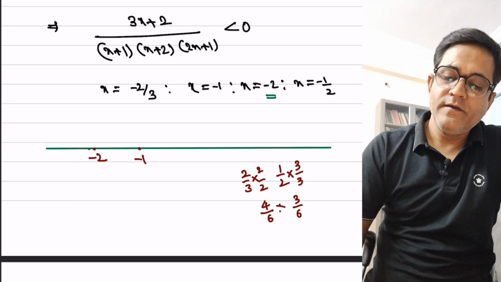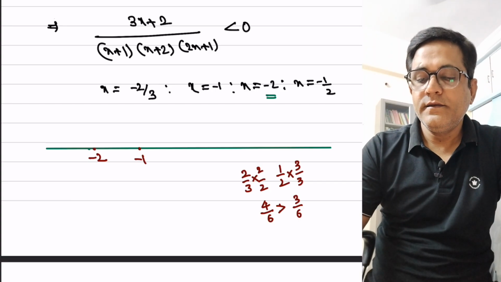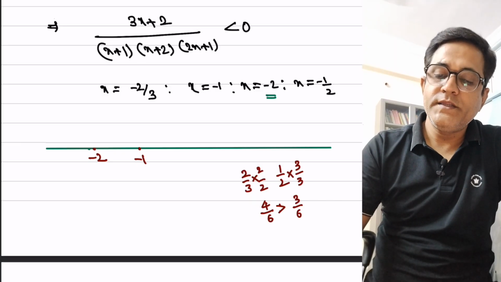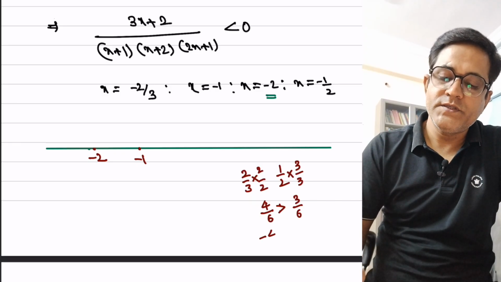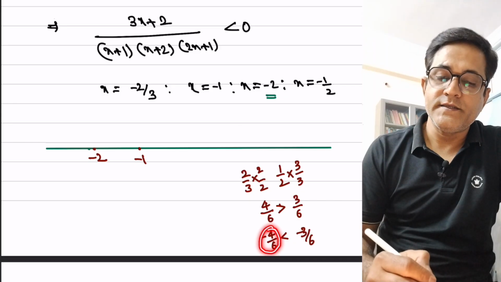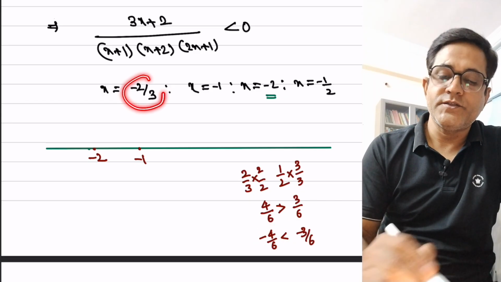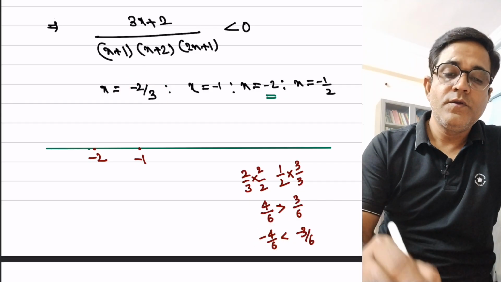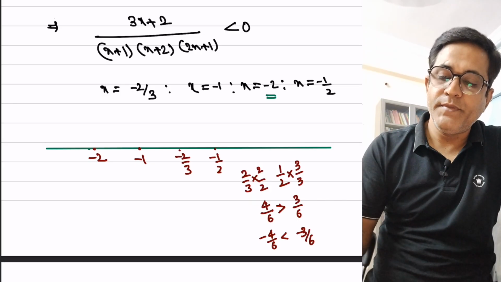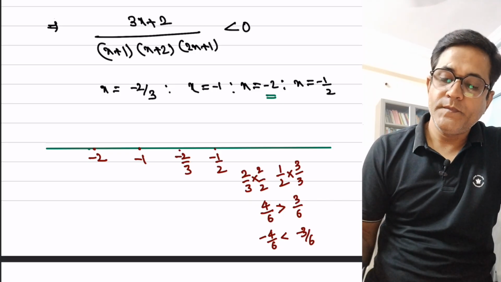Now, which one is greater? 4 by 6 is greater than 3 by 6. But here, minus 2 by 3 and minus 1 by 2, if you multiply both sides by minus, then the inequality changes. So, which one is lesser? Minus 4 by 6 is lesser. Minus 4 by 6 means minus 2 by 3. So, you put here minus 2 by 3, next one is minus 1 by 2. Like this you compare the numbers.